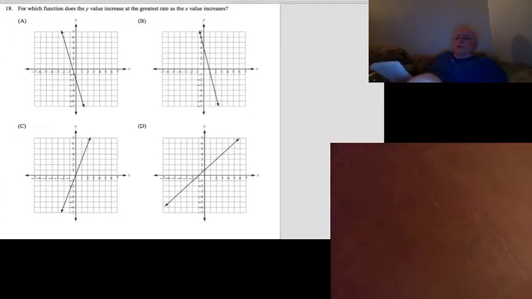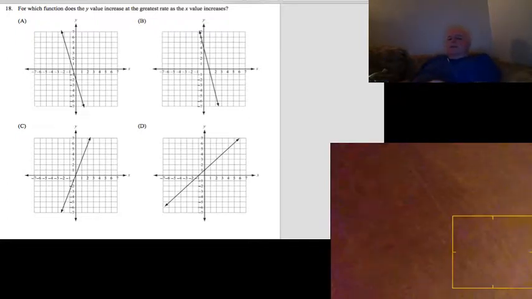So which of these seems to map into the y value increasing faster as the x value increases?